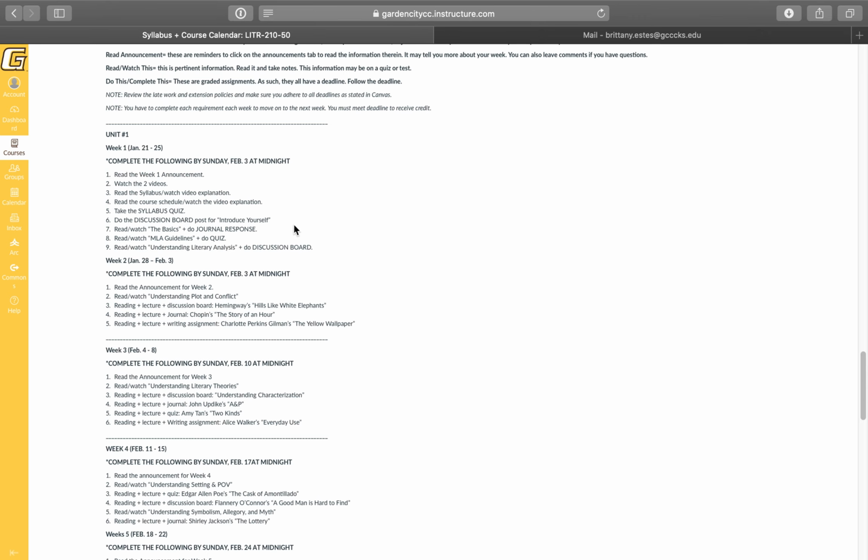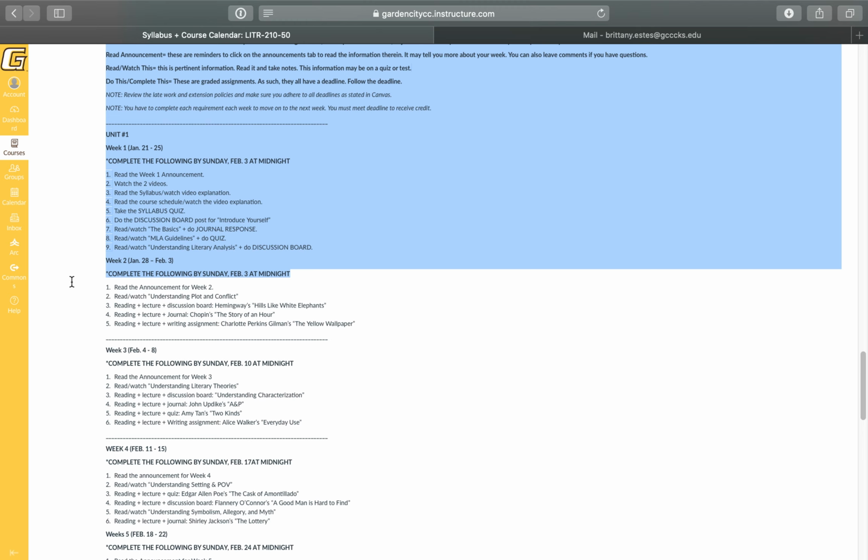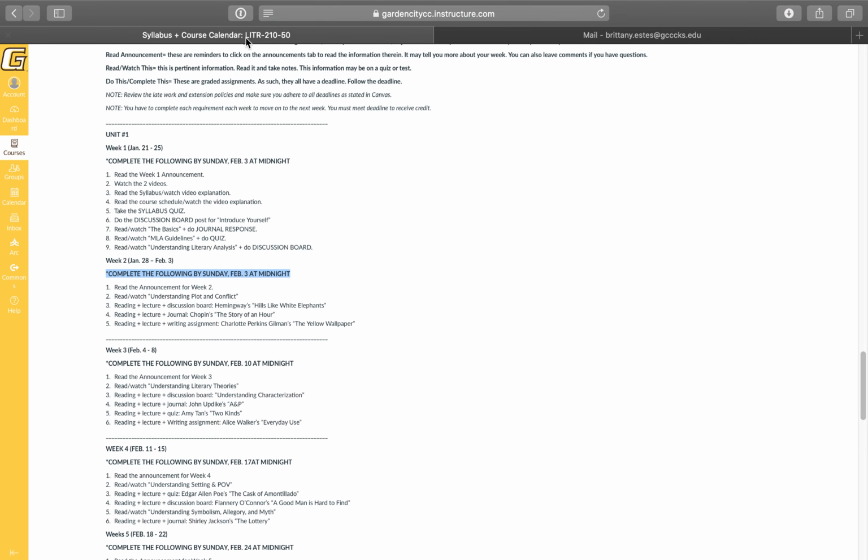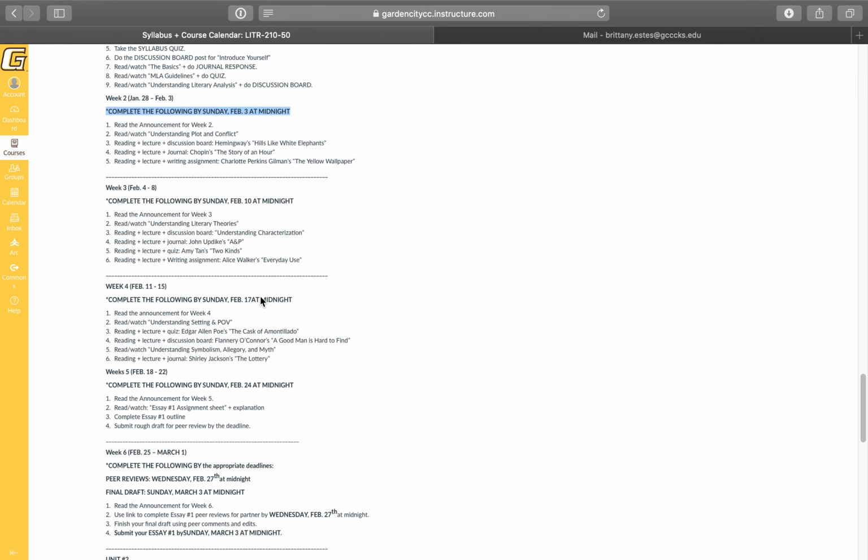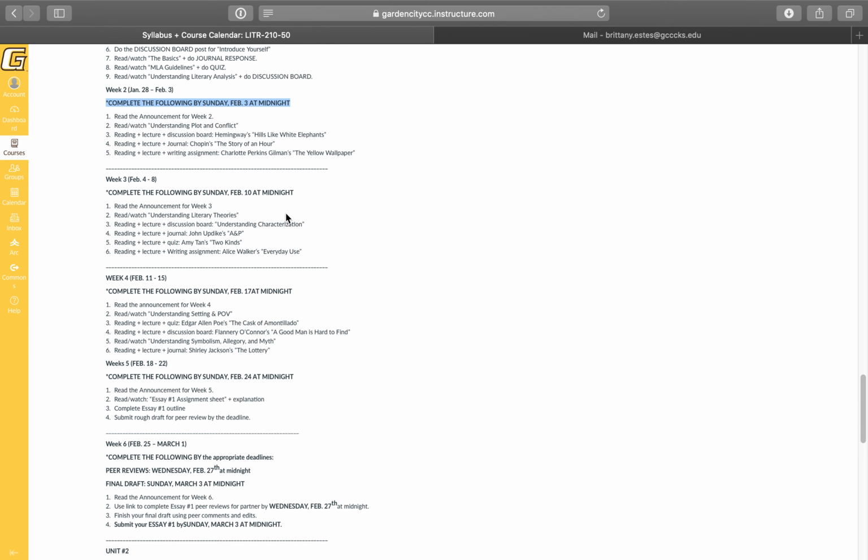To accommodate the fact that a lot of people are still getting their feet wet and coming in late, I made sure that the first 2 weeks are not due until that second Sunday at midnight. So you have 2 full weeks to work on these assignments at your leisure. Just make sure everything is turned in by Sunday, February 3rd at midnight. And then after that, everything is due pretty much on a weekly basis.